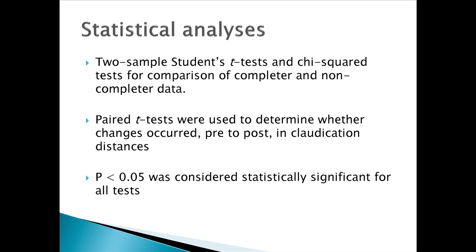The statistical analyses used were a 2-sample Student's t-test and chi-square test for comparison of the completer and non-completer data. Paired t-tests were used to determine whether changes occurred pre to post in claudication distances. A p of less than 0.05 was considered statistically significant for all tests.